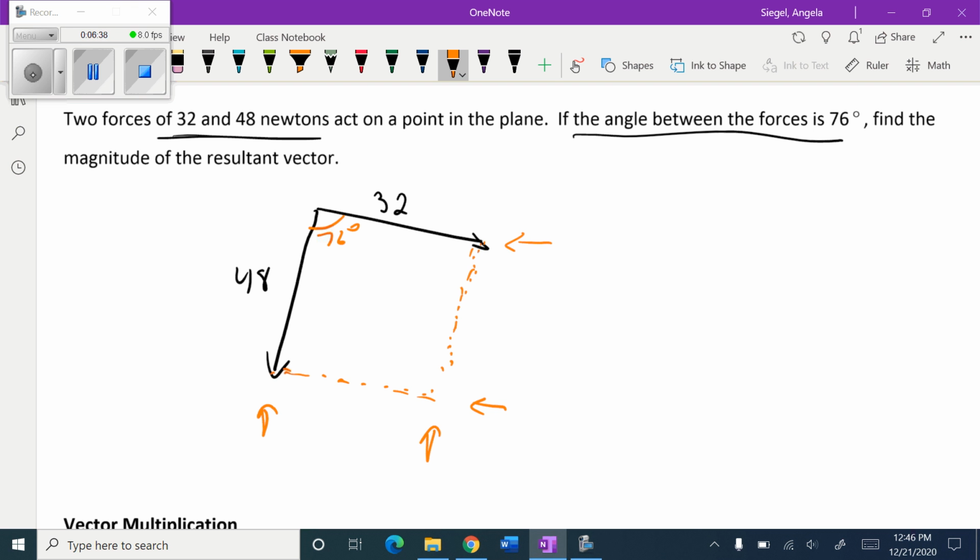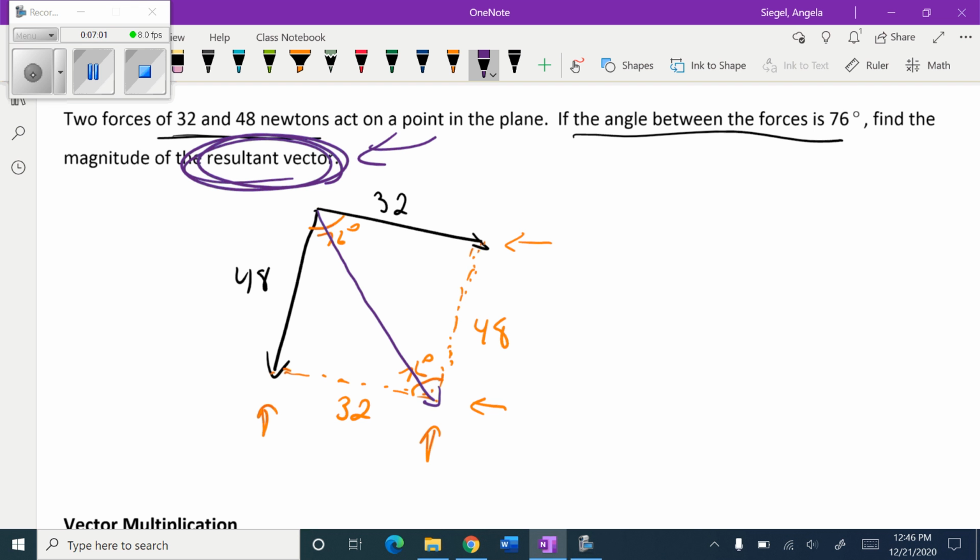Okay, and so it's going to make, it looks like a square. I didn't mean for it to be a square, but I'm going to make this parallelogram. So it looks like that. And so I'm going to fill in all the pieces that I have. But the reason I'm doing this is because this length right here is going to be the resultant vector. That's going to be what I'm looking for. So I'm going to call that V.